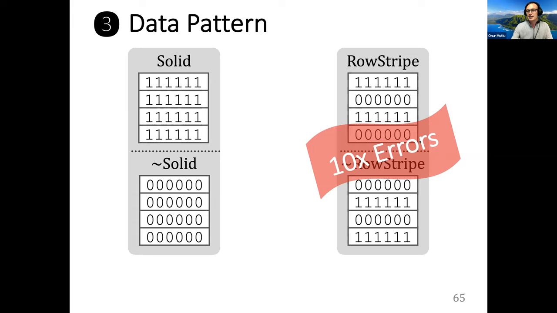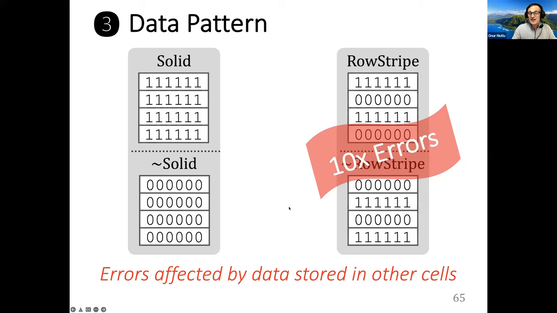So it's really the charge coupling that happens between the cells that is exacerbated with this data pattern that you see. Basically, errors are affected by data stored in other cells. That makes the exploitation more interesting and more complicated also. Okay, there are some other key observations I'll go through relatively quickly.